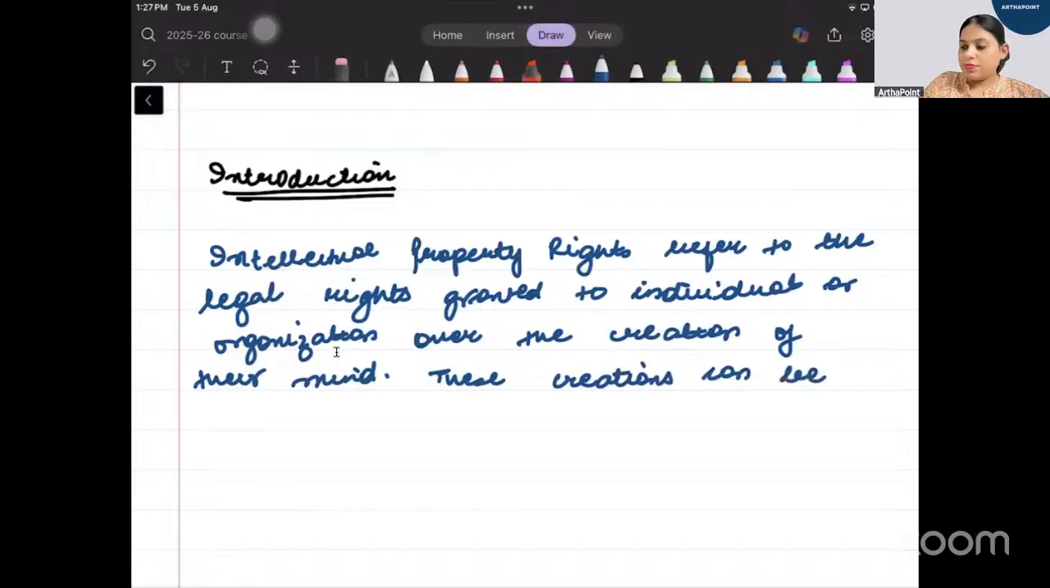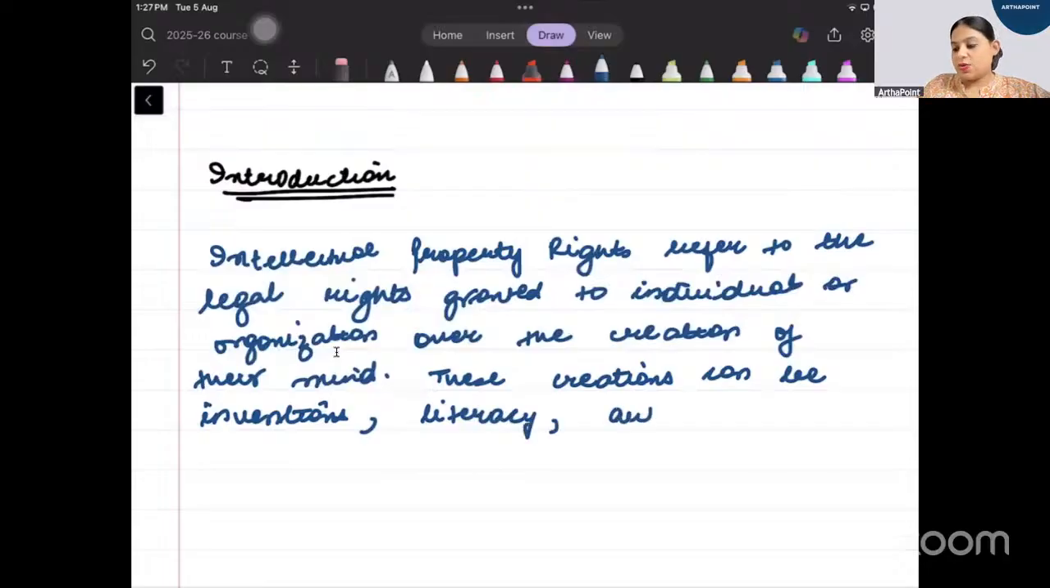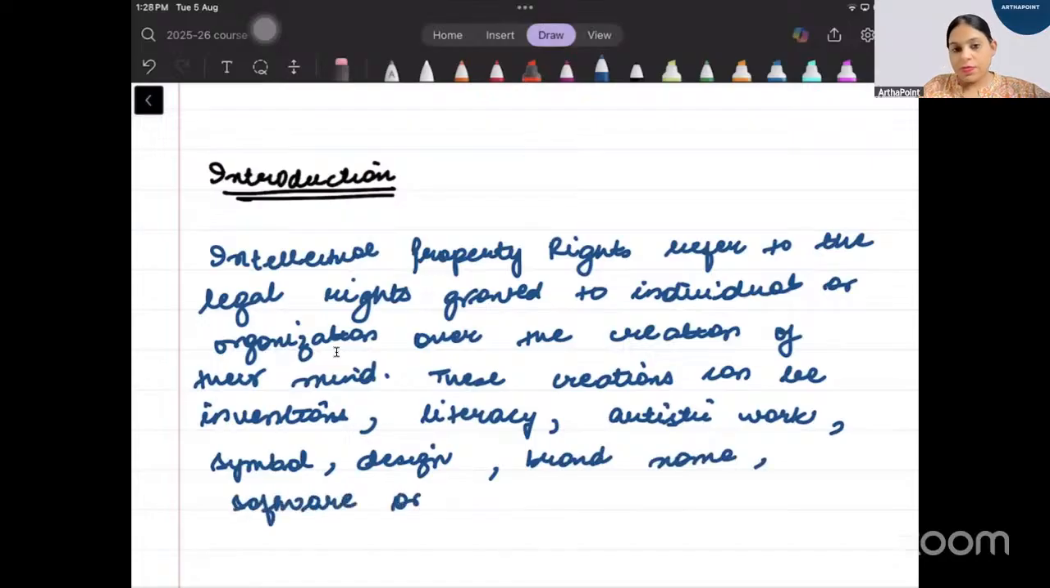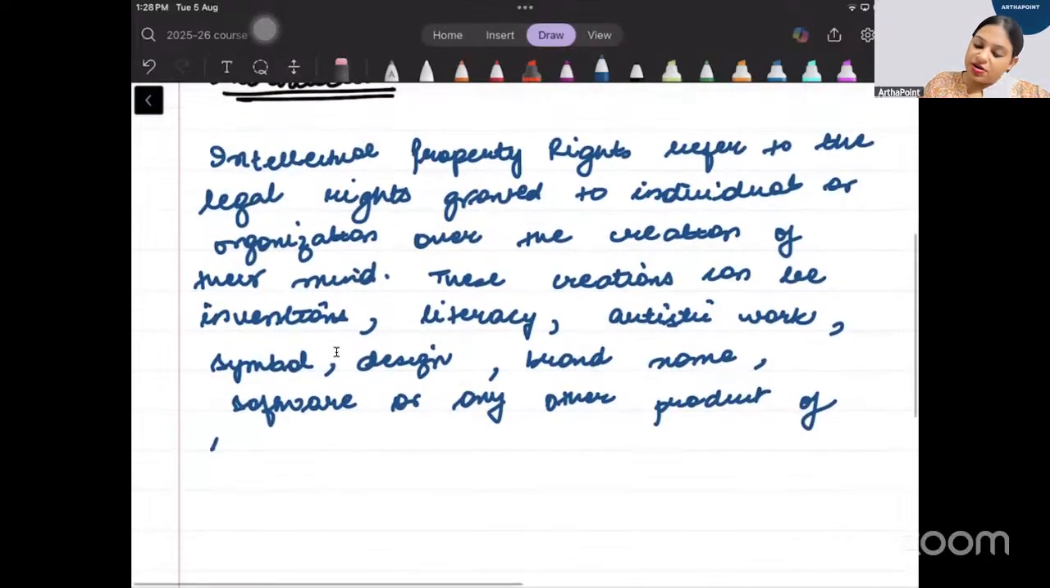can be inventions, literary, artistic work, symbol, design, brand name, software, or any other product of human intellect.